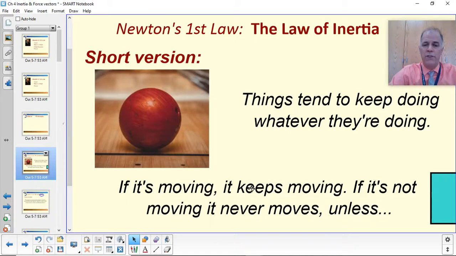In the case of this bowling ball, if it's moving, it's going to keep moving. And if it's not moving, it will never move ever, unless somebody comes along and pushes it. They pick it up or they kick it or they push it with a stick or something like that. It's going to stay there stationary forever and ever until a force acts on it. Conversely, if it's rolling, a bowling ball rolling down the alley, it will just keep on rolling in a straight line forever and ever until it runs into something. And when it runs into something, that something pushes on it and it changes its motion.